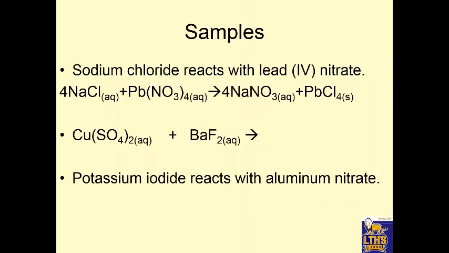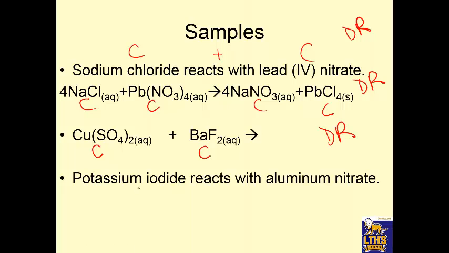All right. It says sodium chloride, that's a compound, reacts with lead, another compound. The type of reaction for that is double replacement because it's a compound plus a compound. Here we have a compound plus a compound. Okay, and you get two new compounds, so this is double replacement. Here you have a compound plus a compound, and so it must be double replacement. Potassium iodide is a compound, reacts with aluminum nitrate. It's a compound. So since these are compounds reacting with compounds, it's double replacement.